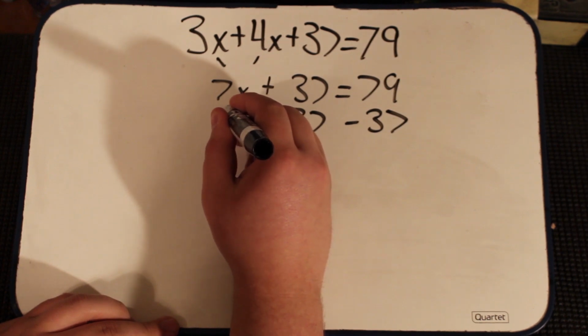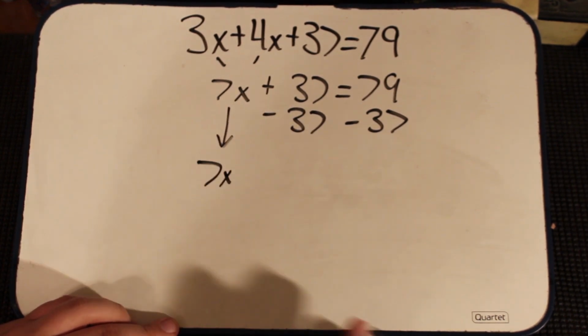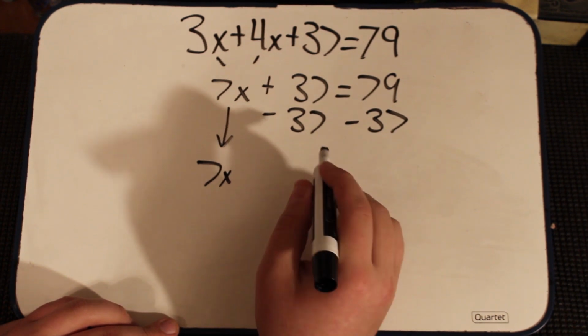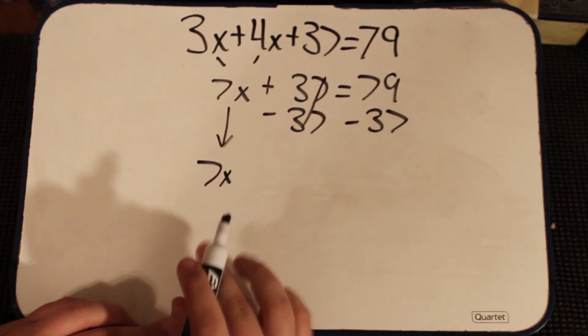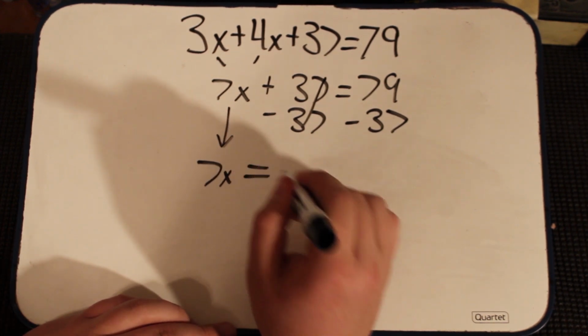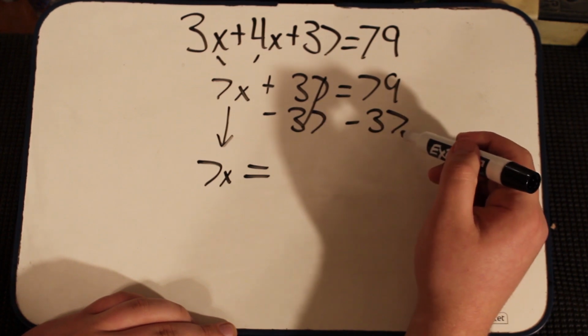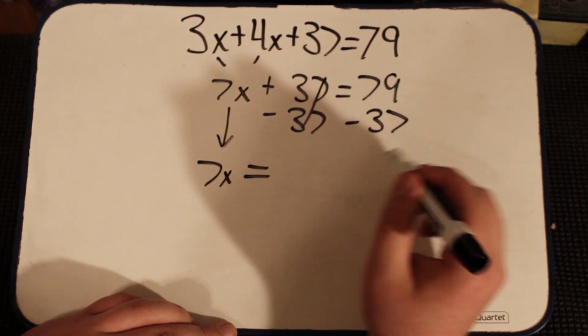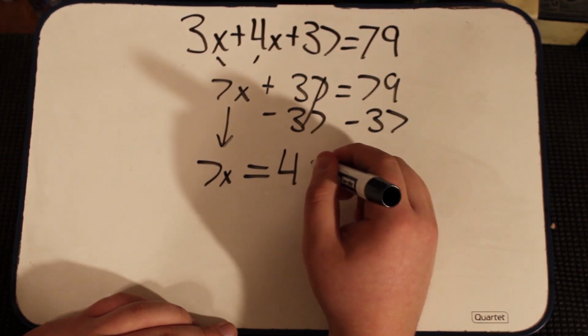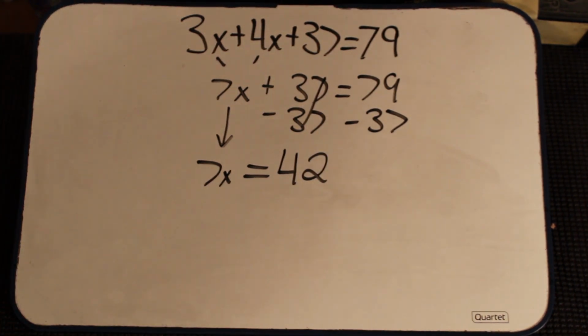So I'm going to drop my 7x down. I haven't done anything to it yet. And these will cancel because we subtracted it out, we moved it. So 7x equals 79 minus 37, which turns out to be 42.